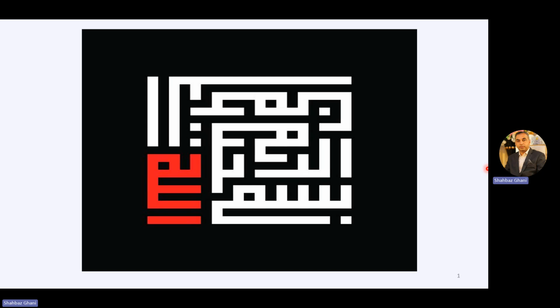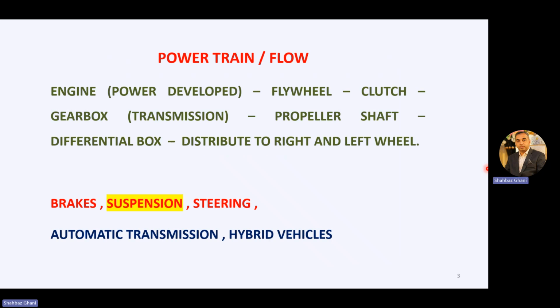This is the last part of this chapter. First, I would like to have a quick recap of all the three parts which we have studied, and then we will study the last part. The topic or the chapter we are studying is the suspension system of automotive technology. This is the main slide which we are following.